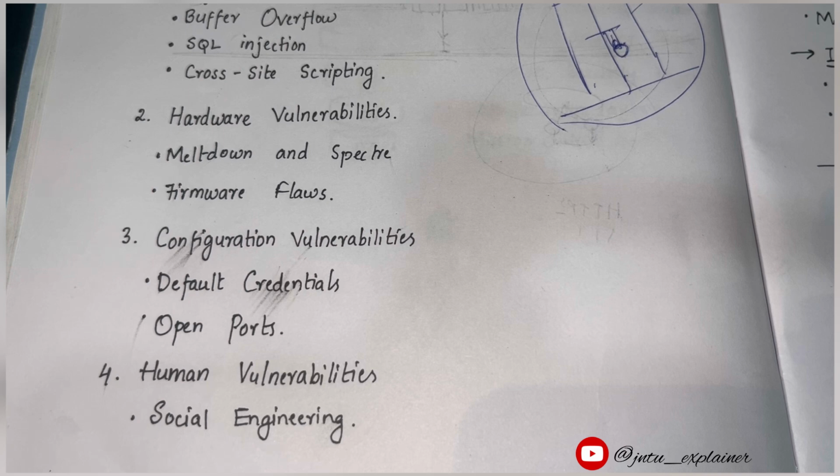The fourth one is human vulnerabilities. In this we have social engineering. We already know what social engineering is. The attackers exploit human psychology to trick users into giving up sensitive information or performing harmful actions. This is done personally: the attackers directly come in contact with the user through a call or any type of email, and they directly take the sensitive information while having a conversation with the victim.